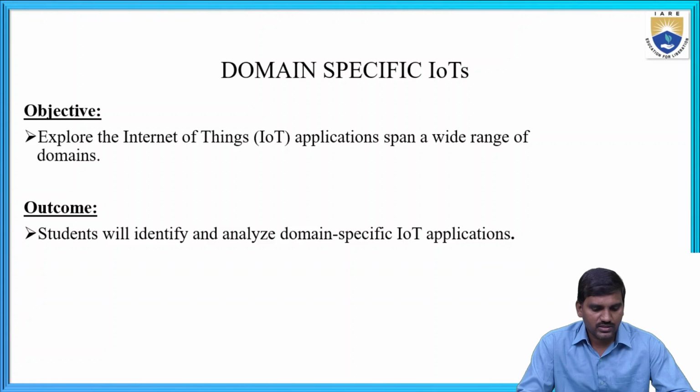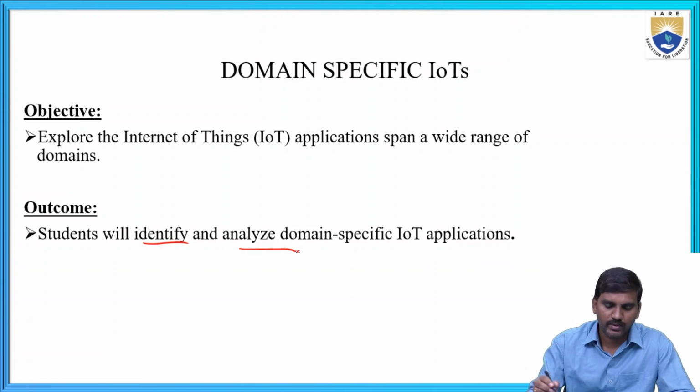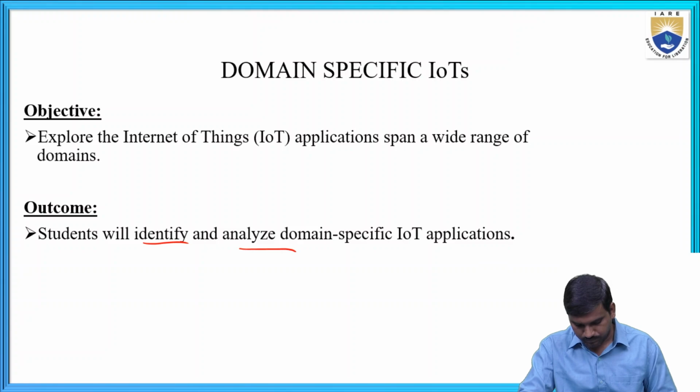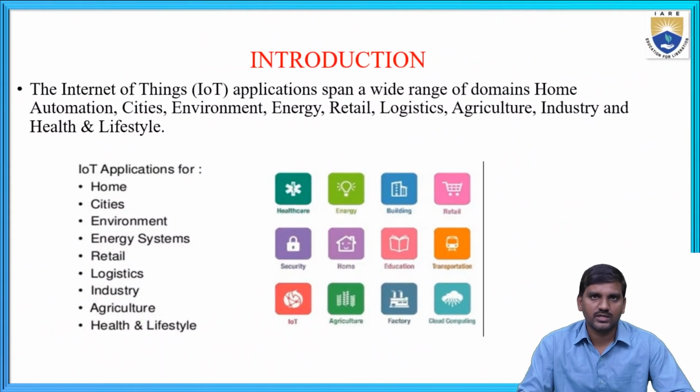Objective: Internet of Things applications span a wide range of domains, which we explore. Outcome: students will identify and analyze domain specific IoT applications. These are the two main things, the objective and the outcome. Now we move on to the content of this topic.